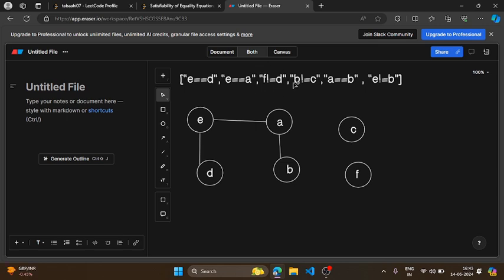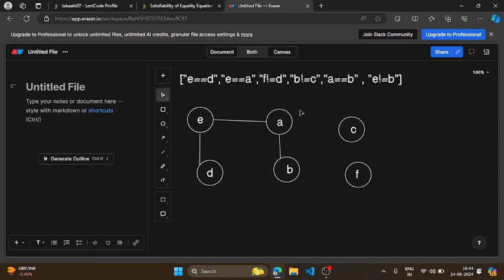This is the first one where it is saying f is not equal to d, or simply it is saying we cannot reach node d from the node f, right? So this is my node f, and definitely you cannot reach node number d from node f, right? Because there is no connection. So yeah, this equation is valid. Now let's move to the another equation.